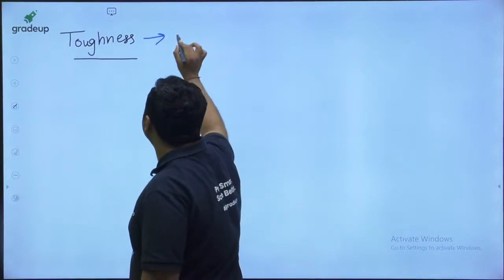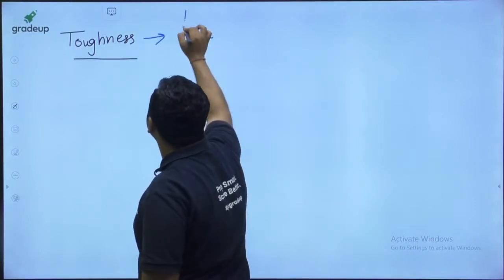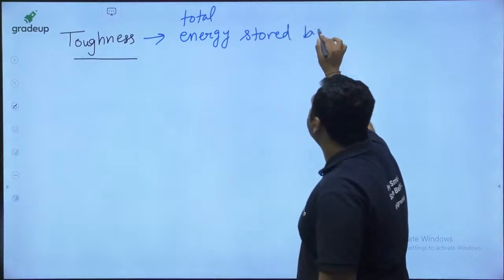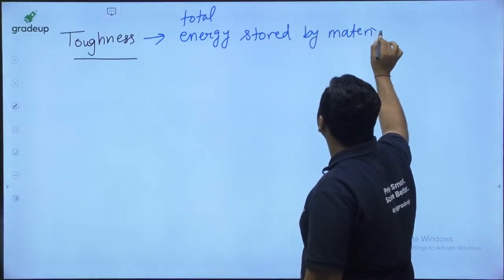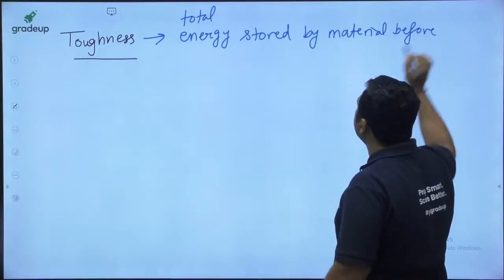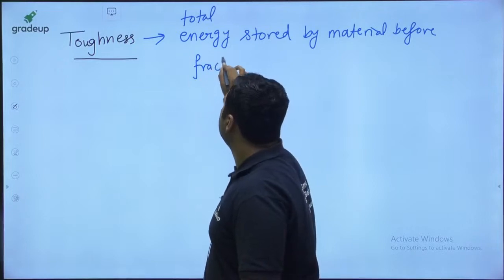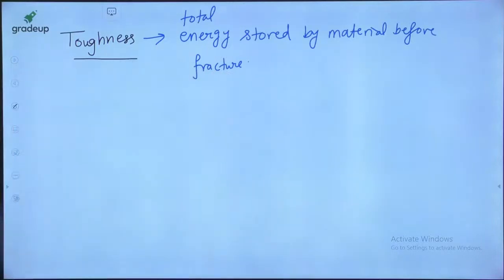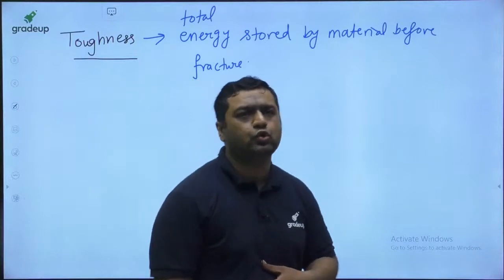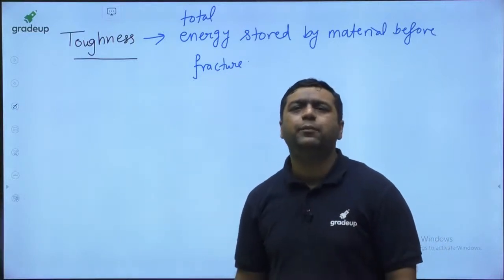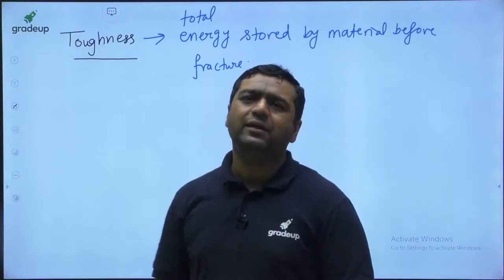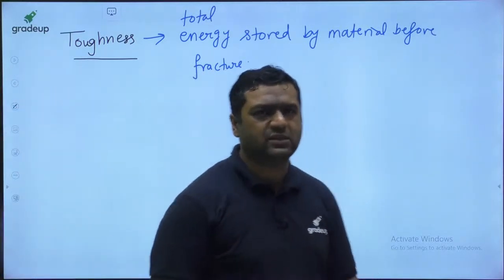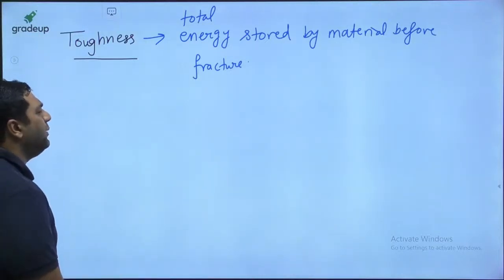Toughness is the total energy stored by a material before fracture. Let us say you are applying some load onto a material, and that material bears the load. It will obviously be storing some energy, and after an instant that material will fracture. Up to that point, whatever energy is stored by the material is said to be the toughness. So toughness is the strain energy or total energy stored by the material before fracture.